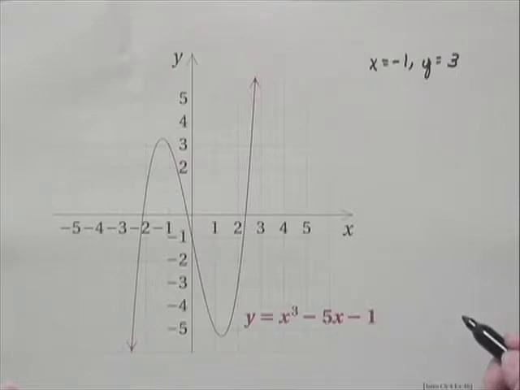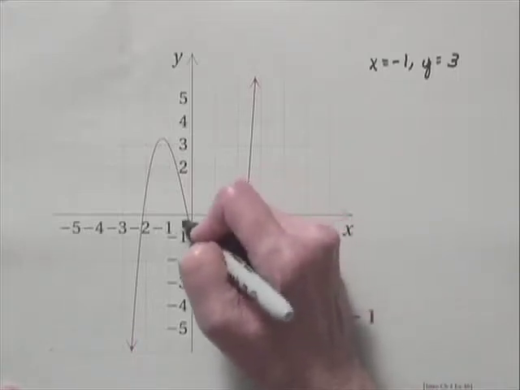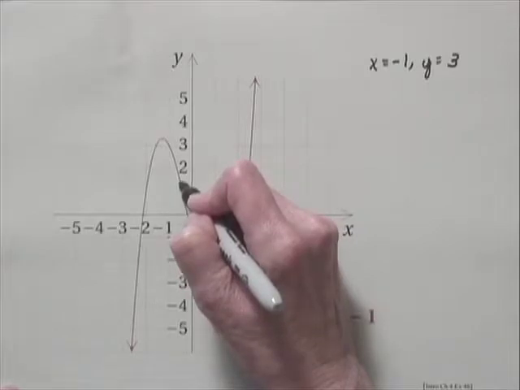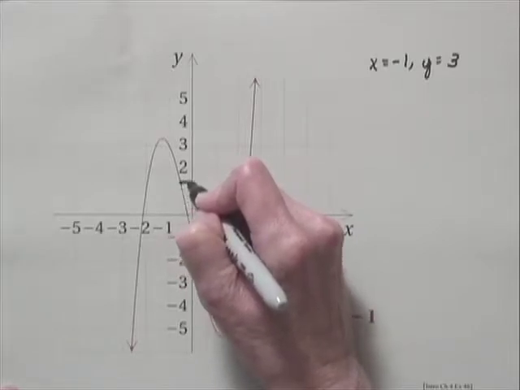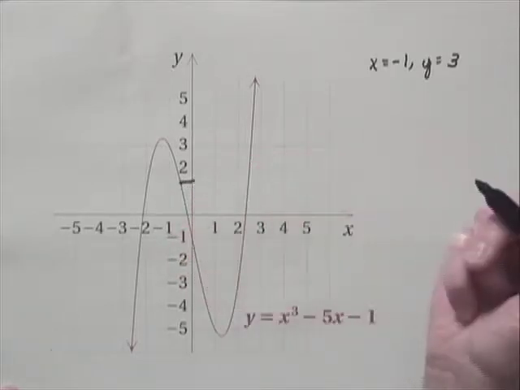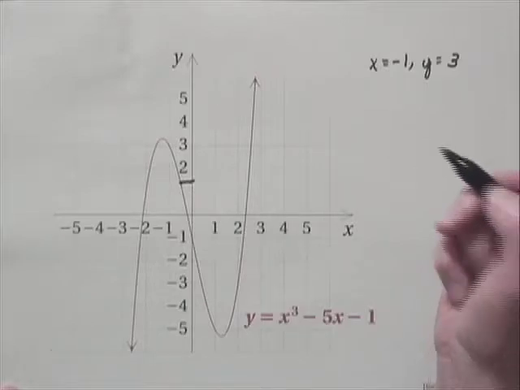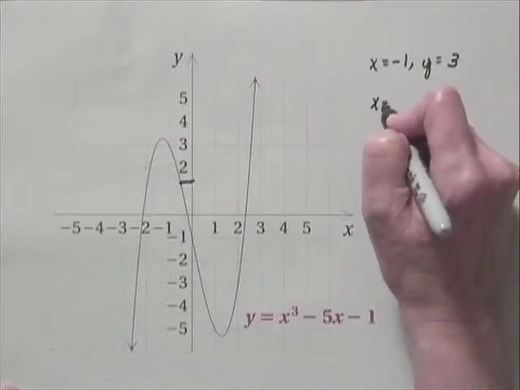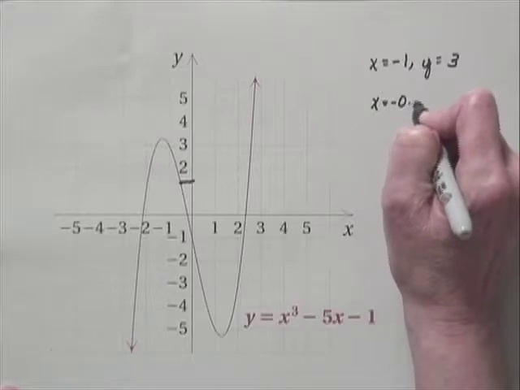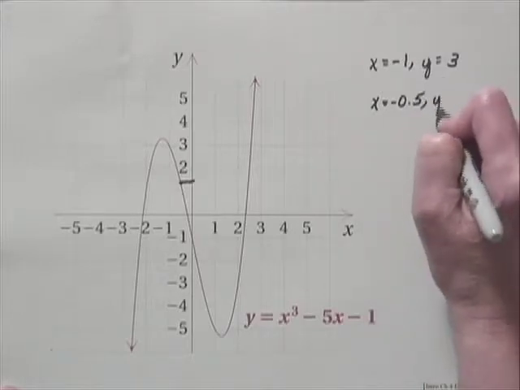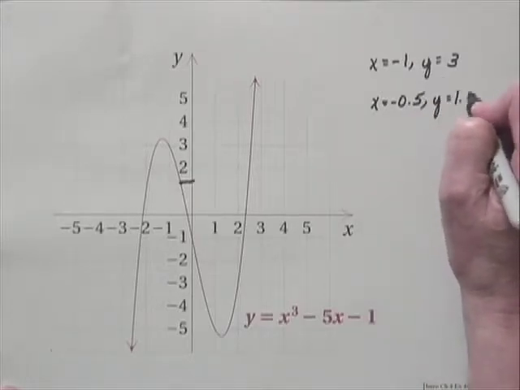Next, we're asked to find the value of y when x is negative 0.5. We will go to negative 0.5 on the x-axis and go up to the graph, which is right here, and then go across to the y-axis, and we see that we're at about 1.5 on the y-axis. So we would say when x is negative 0.5, we would estimate that y is about 1.5.